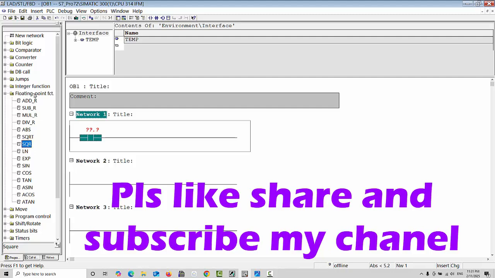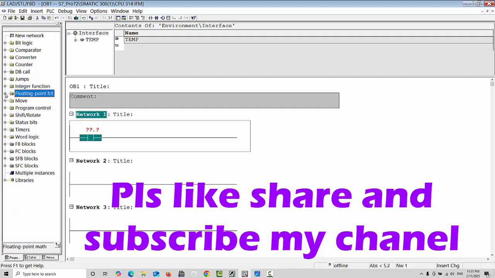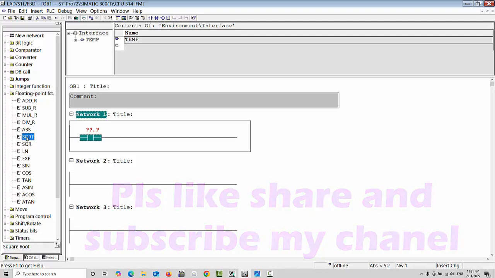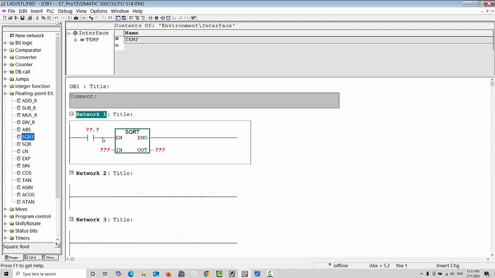You can see in the floating point section, when you click on this plus icon, you can find this floating point section. Here are the SQRT and SQR commands. What's the function of these commands? Basically, these commands are like a calculator.